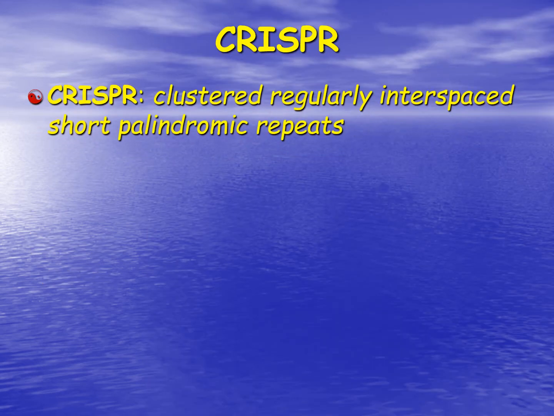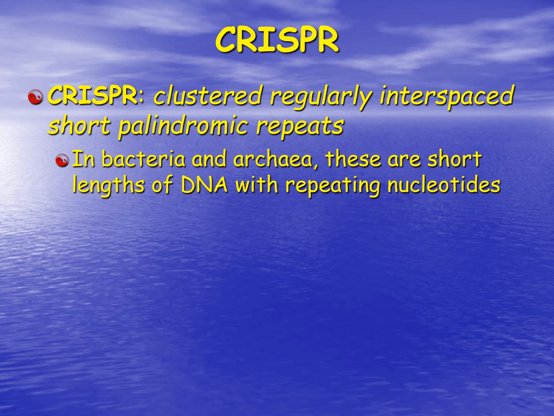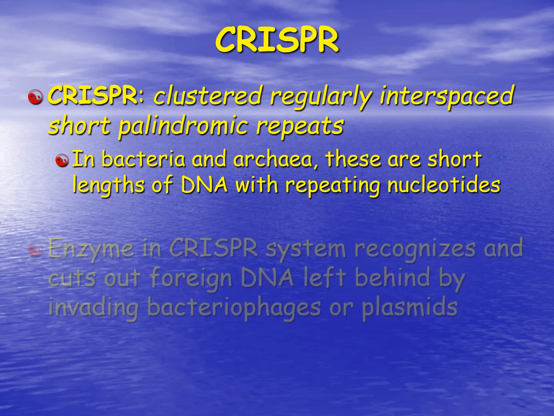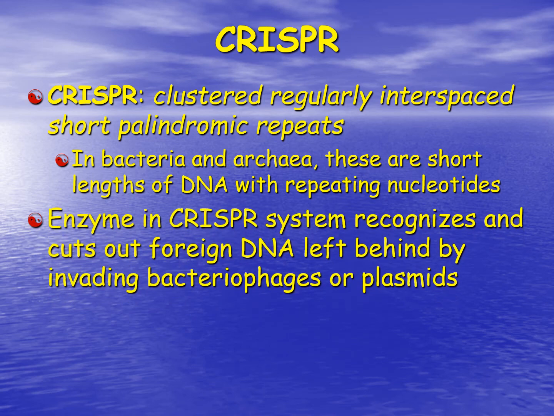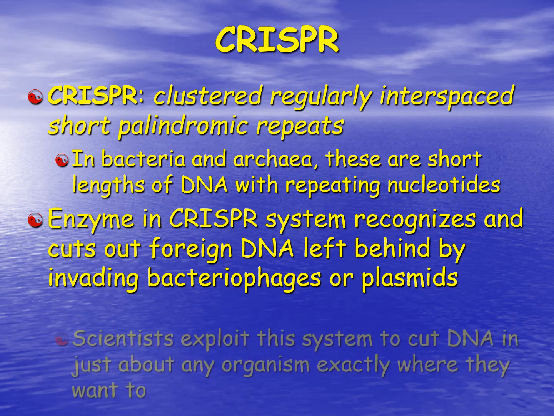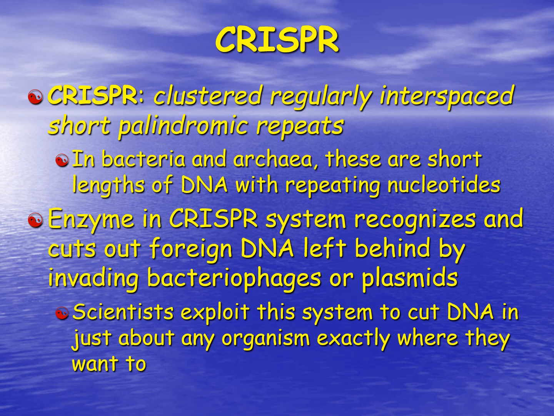You may have heard of CRISPRs. CRISPR are clustered regulatory interspaced short palindromic repeats. A lot of words in one little acronym. In bacteria or archaea, CRISPR genes actually will cut the DNA with repeating nucleotides. The enzyme in the CRISPR system will recognize and cut out foreign DNA left behind by invading bacteriophages or plasmids from other bacteria that is not useful to the cell. Scientists then exploit these enzymes within the CRISPR system to cut DNA in just about any organism exactly where they want to.